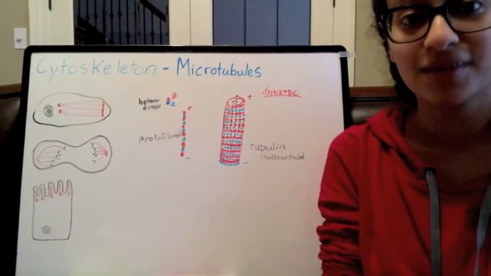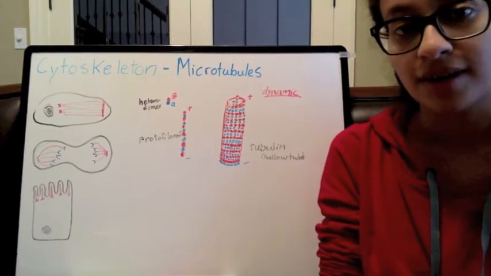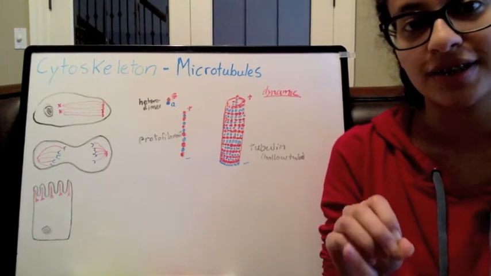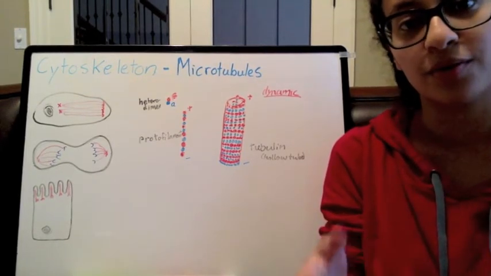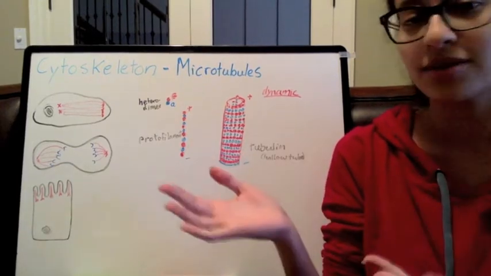Okay, so the next filament I want to talk about is microtubules. Now these are the largest in diameter of all three cytoskeleton components that we're going to be talking about. So let's look at their structure.